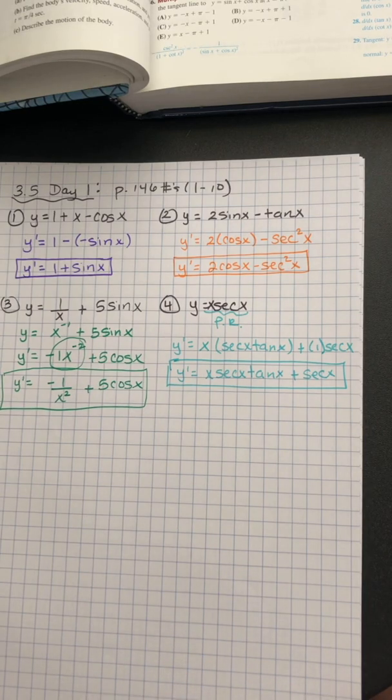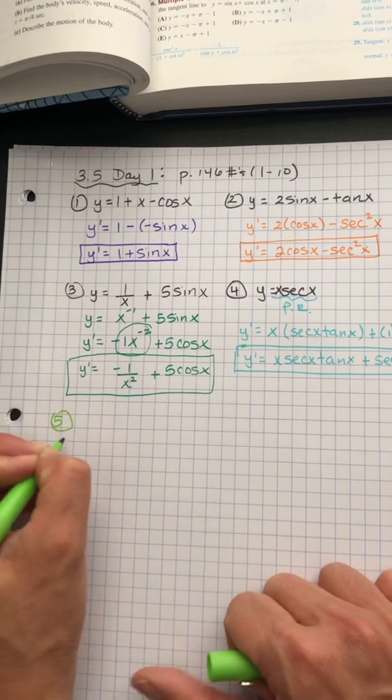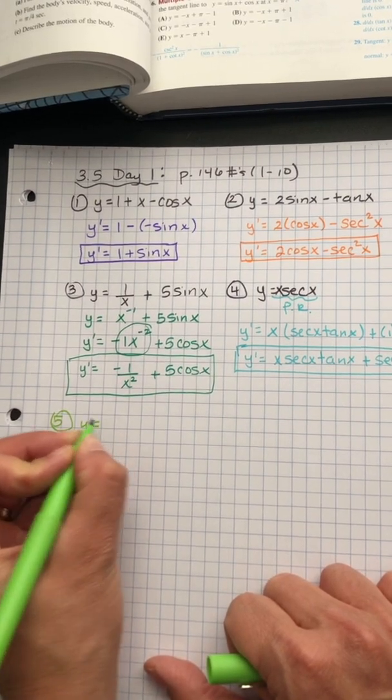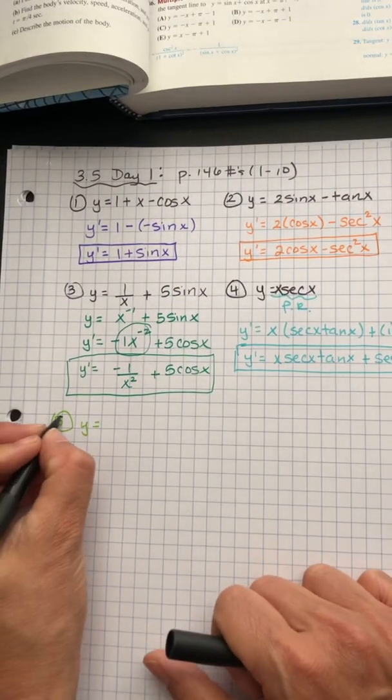Keep drawing on myself. All right, number 5. Y equals, oh, I wanted to use black. Sorry. I lost my mojo.